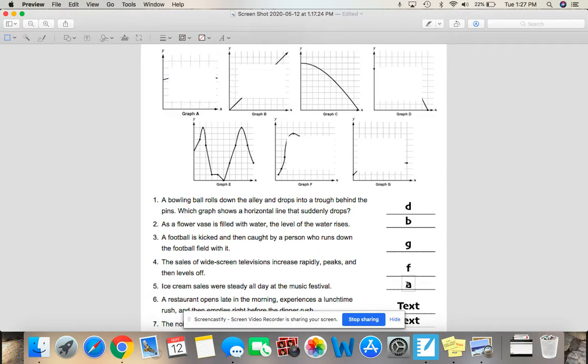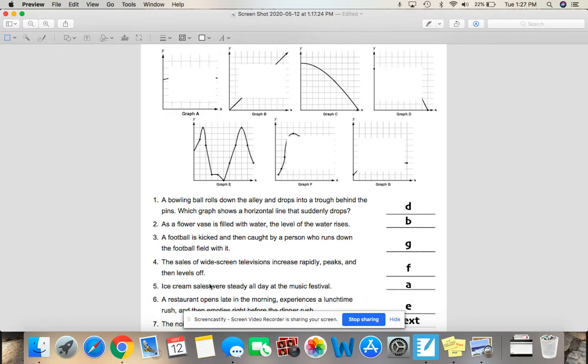All right, a restaurant opens late in the morning, experiences a lunchtime rush, and then empties right before the dinner rush. So graph E. So the restaurant opens up, people come in, it peaks, and then people start to leave, go back to work, and the restaurant empties out. So it has this big dip. And then at dinner time, it increases back up, has a peak, and then people start to leave and go home. So that's going to give us graph E.